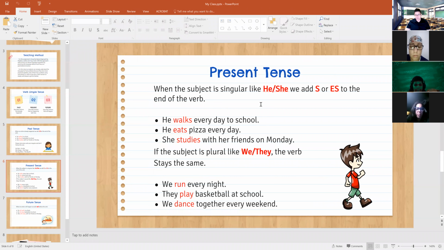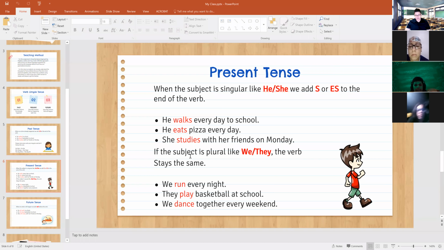Next, we have the present tense. When it's singular like he or she, we add s or es to the end of the verb. For example, here the verb is walk. Again, he walks. We add the s. He walks every day to school. The next one is eat. He eats pizza every day. See, we just add the s. And in here, study, we add the es. She studies with her friends on Monday.